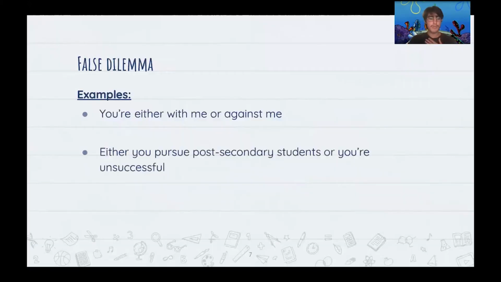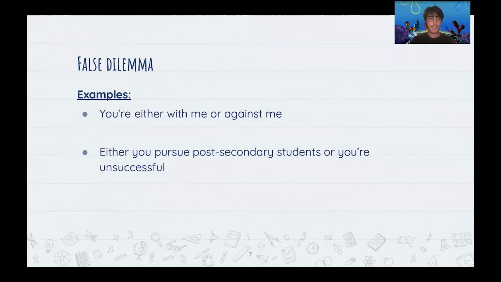So, to go to some examples, the famous phrase: you're either with me or against me. This creates a very sharp contrast, right? If you say this to someone, they're going to feel like, well, I'm between two options. I can't do anything. If I don't follow you, well, I'm against you. Or if I'm with you, well, I'm against this other thing, right?